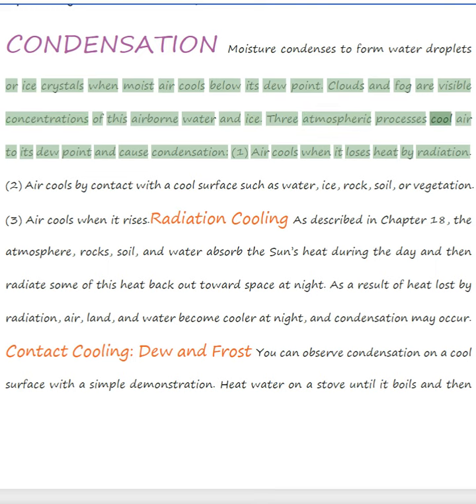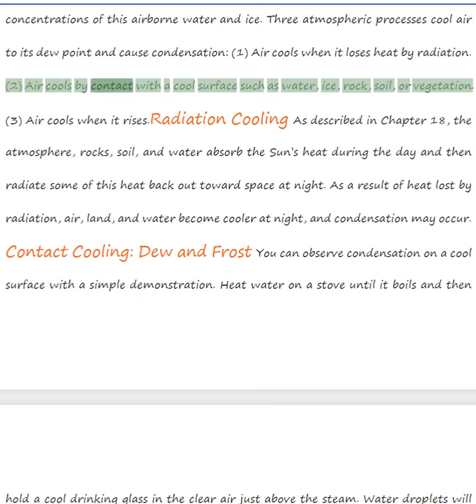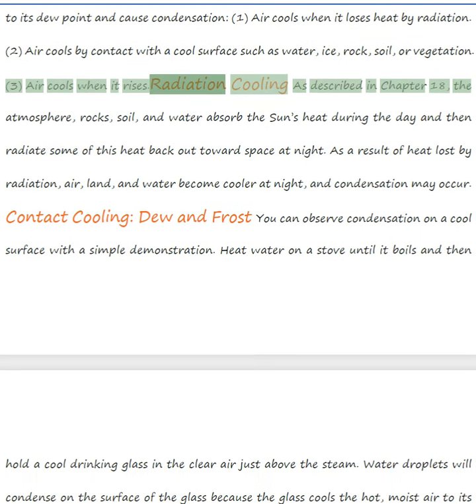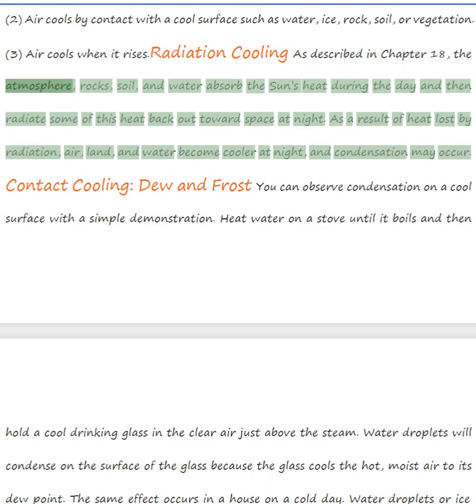3. Atmospheric processes cool air to its dew point and cause condensation. Air cools when it loses heat by radiation. Air cools by contact with a cool surface such as water, ice, rock, soil, or vegetation. Air cools when it rises. Radiation cooling, as described in Chapter 18: the atmosphere, rocks, soil, and water absorb the sun's heat during the day and then radiate some of this heat back out toward space at night. As a result of heat lost by radiation, air, land, and water become cooler at night, and condensation may occur.